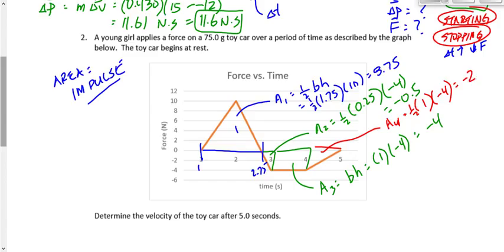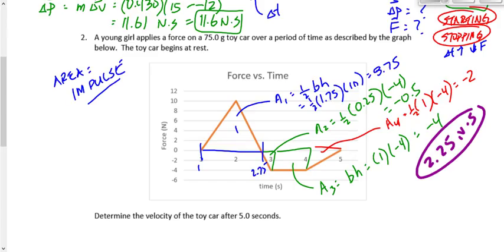We got to add these up here. 8.75, subtract 0.5, subtract 2, and subtract 4 gives me 2.25. Newton seconds or kilograms meters per second. So think area equals impulse, and area above the x-axis is positive, area below the x-axis is negative. Now, we're not done yet.